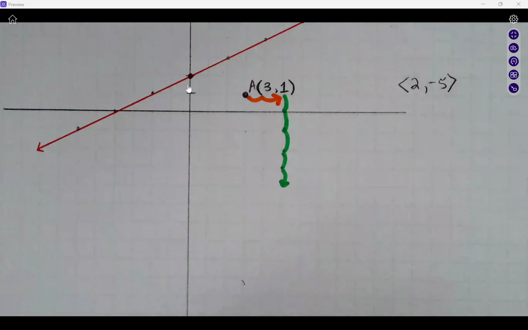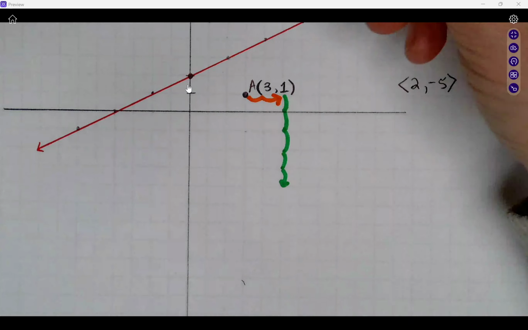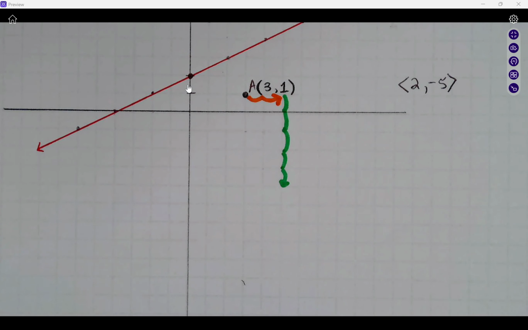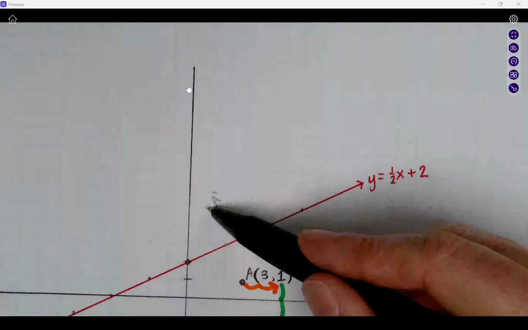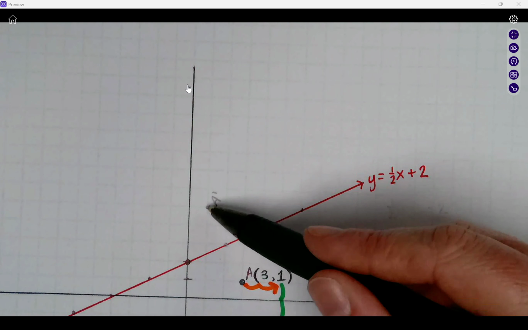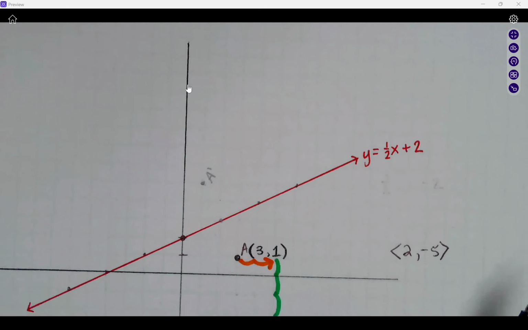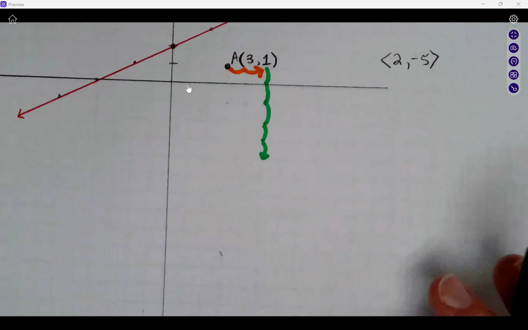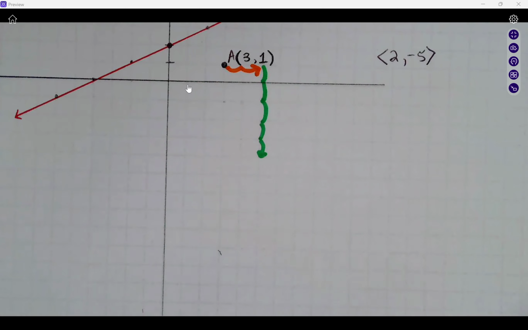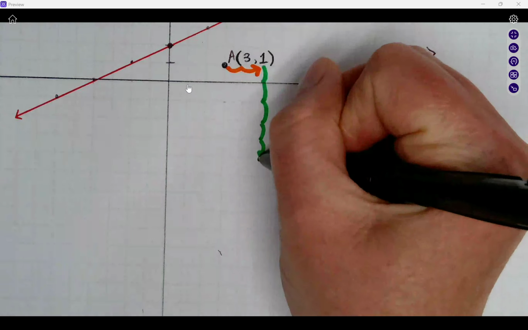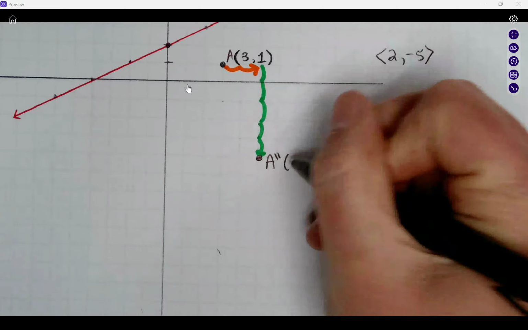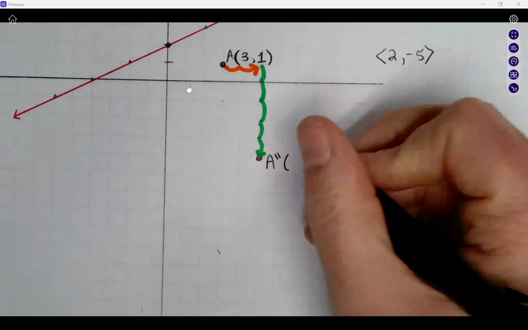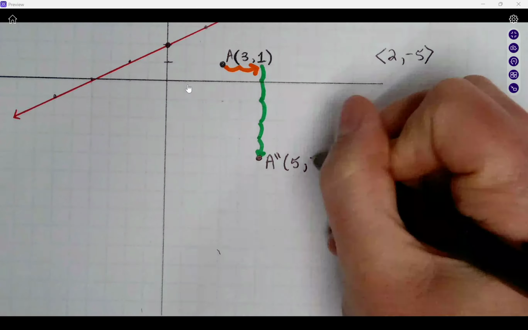Now, since we have already reflected A once up here, technically I've already called it A prime. I guess I really should call it something else. I hate to call it A double prime because we didn't do anything with this actual point, but I'm just going to call it A double prime just so that way we know it's a different point. Anyhow, this point here, let's just call it A double prime. And it would be located at the ordered pair 5, -4.